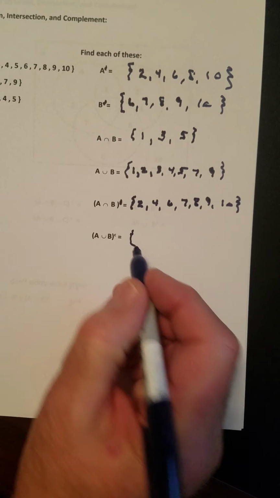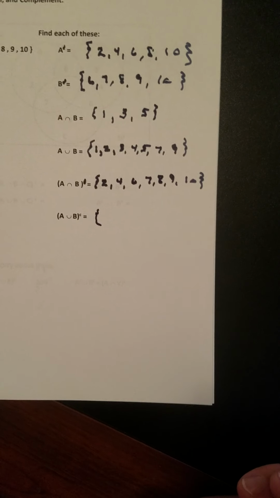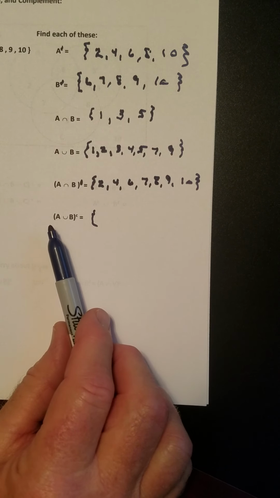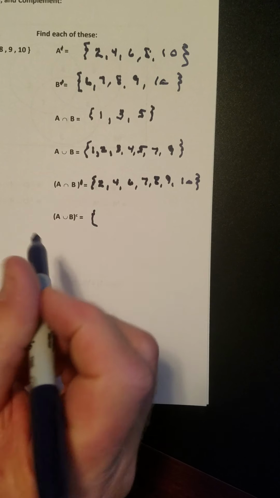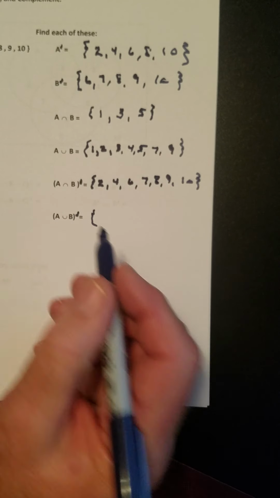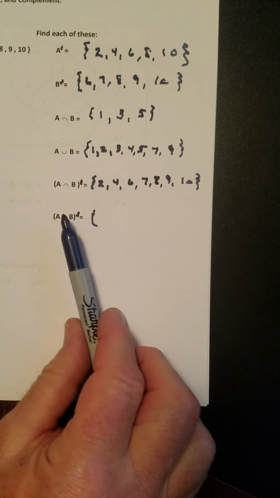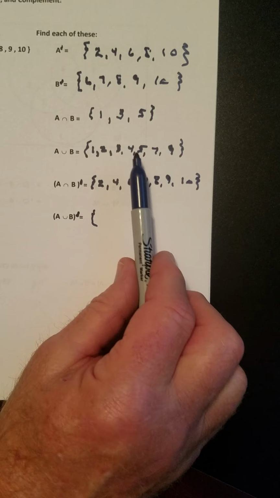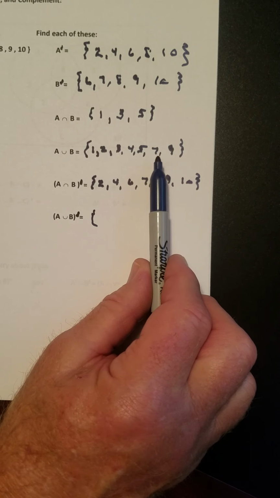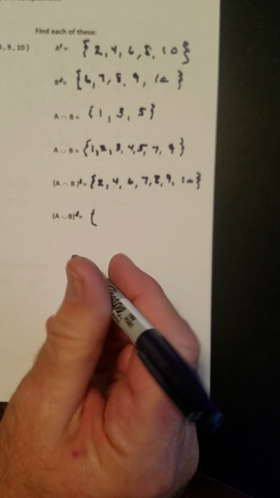Okay, and then the last one on this page, this says take A union B. Here's A union B. And then it says take the complement. So the complement of A union B, what's missing? I see, I got 1, 2, 3, 4, 5. The first one missing is 6, and then 8, and then 10.